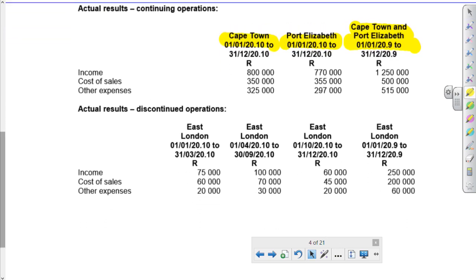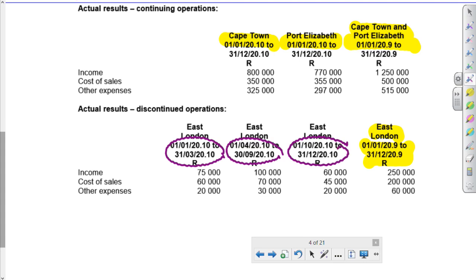Yeah? And then they give you income, cost of sales, and other expenses. And then for the discontinued operation, the discontinued op is East London. There, they split all the periods. So for the prior year, they just show you the full year. But for the current year, they split all the periods. So they go January to March, then April to September, then October to December, because they gave you all those dates in the question.